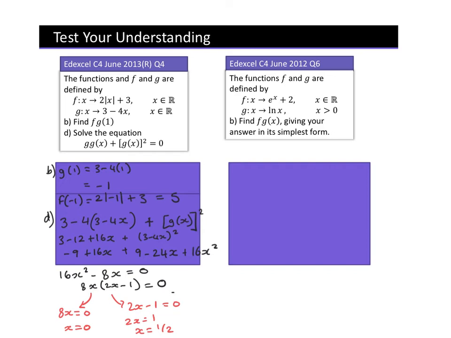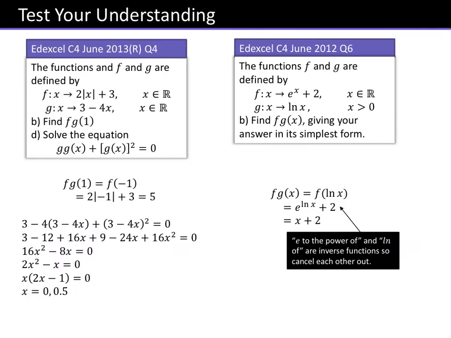f of x equals e to the power of x plus 2, g of x is ln of x. Part B, find f of g of x. Okay, so g of x equals ln x. So f of ln x is essentially what we're going to be doing. So this equals e to the power of, and instead of x, we're going to write ln x plus 2. Now, as we know, e is the inverse of ln, so we're just going to be left with x plus 2.